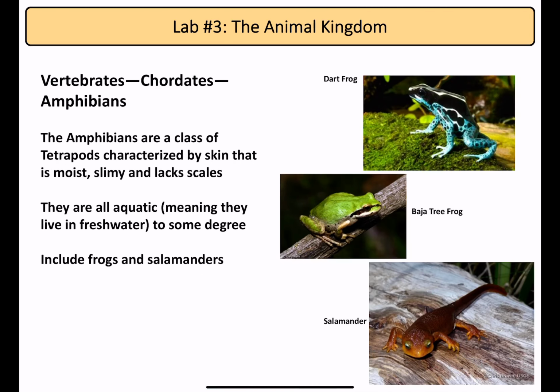Next, this is our first group of tetrapods. These are the amphibians, which includes frogs and salamanders. They're characterized by having skin that's kind of slimy and moist, lacks scales, and a certain portion of their life cycle is spent in the water, so they're semi-aquatic.